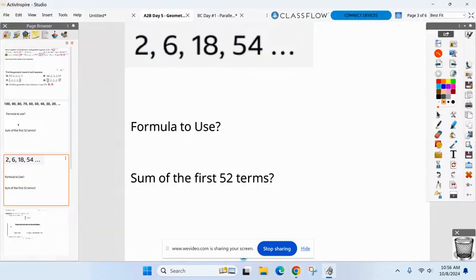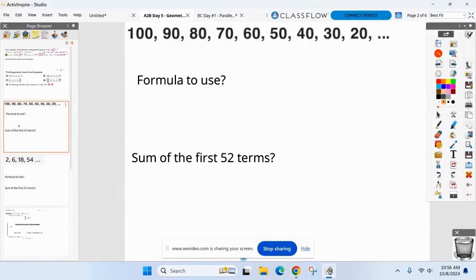Start digging, bro. All right, what do you say? Let's do a quick review here. Not in your packet, just up here.